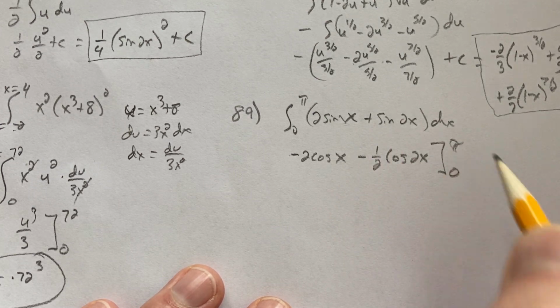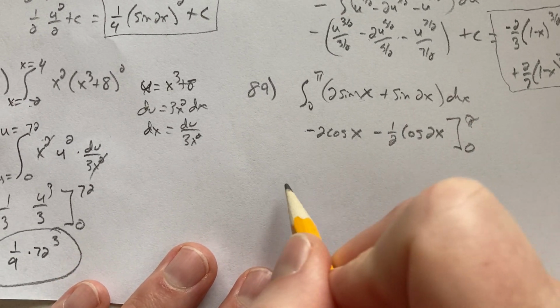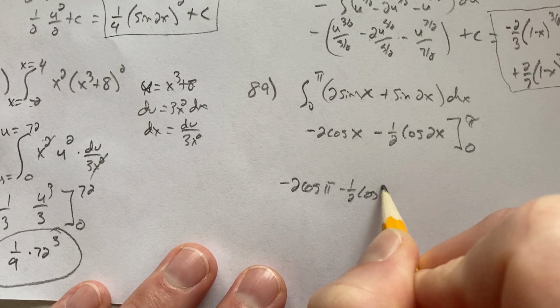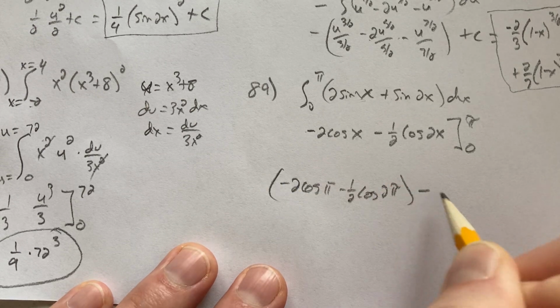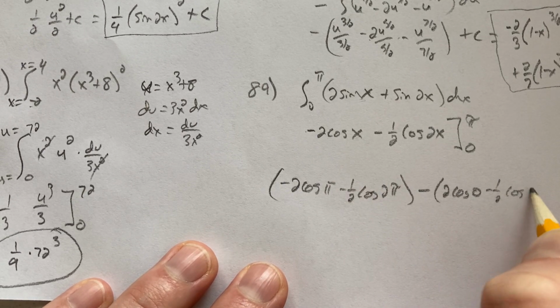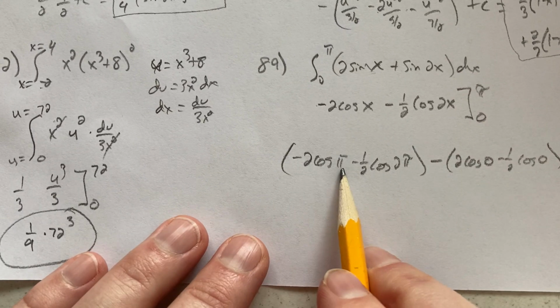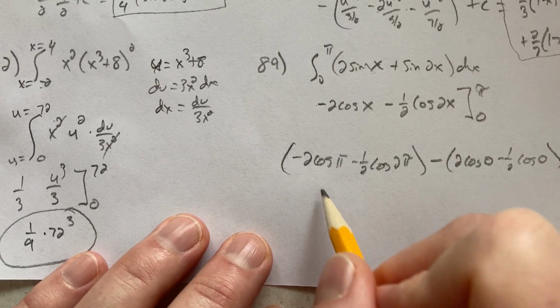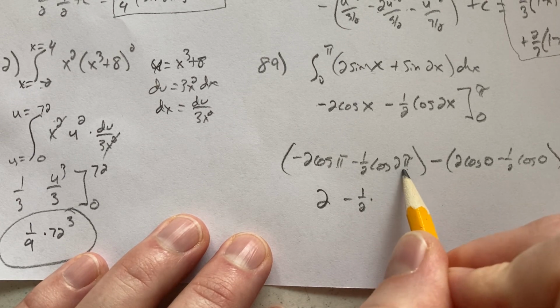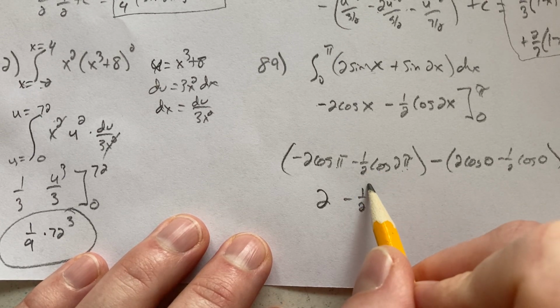Okay. Now we're going to evaluate. Let's put pi in. I'm going to get -2 cosine pi minus 1/2 cosine 2 pi minus 2 cosine 0 minus 1/2 cosine 0. All right. The cosine of pi is -1. -2 times -1 is 2. Cosine 2 pi is 1. So this would be 1/2 times 1, just 1/2.